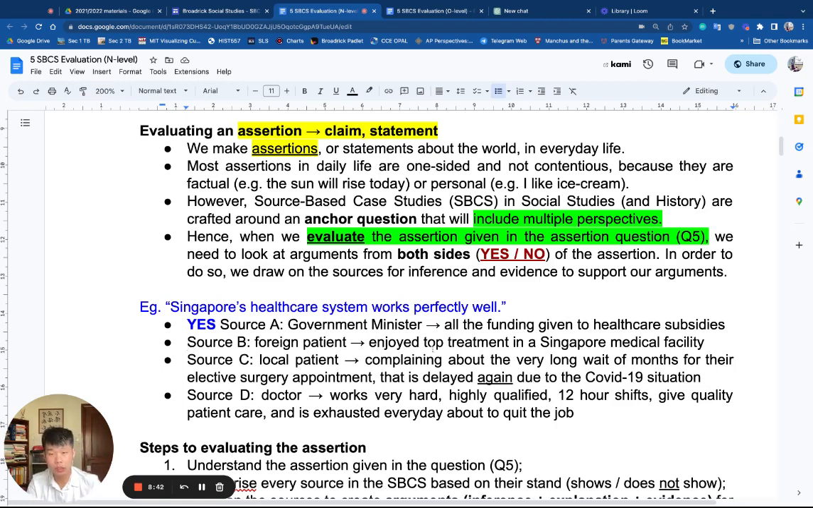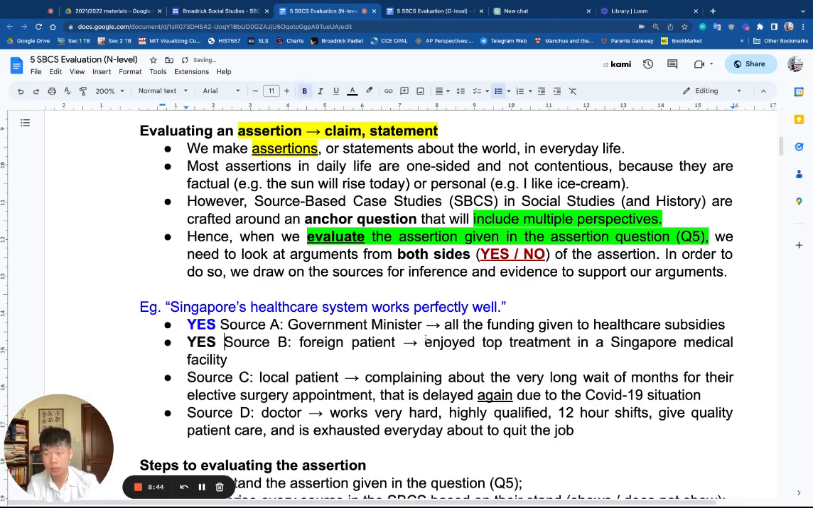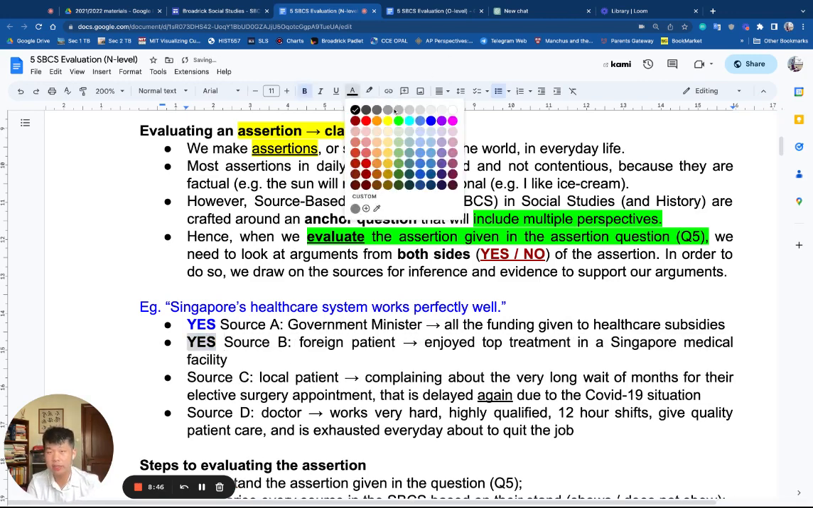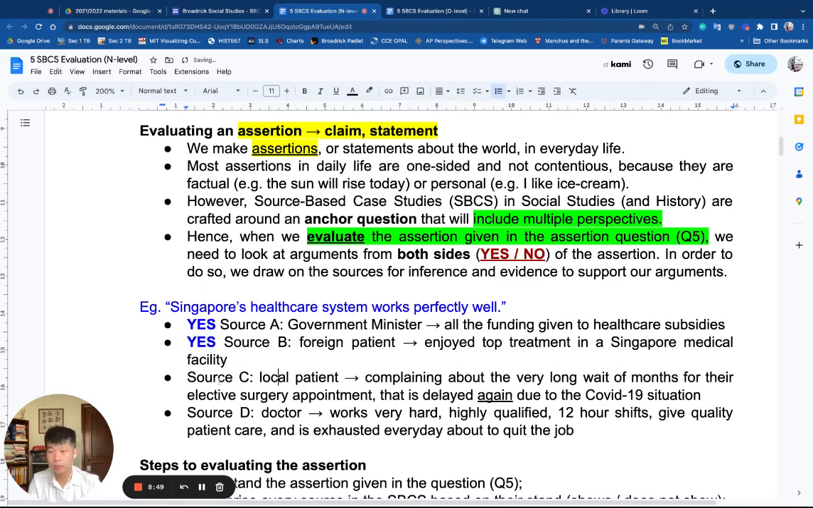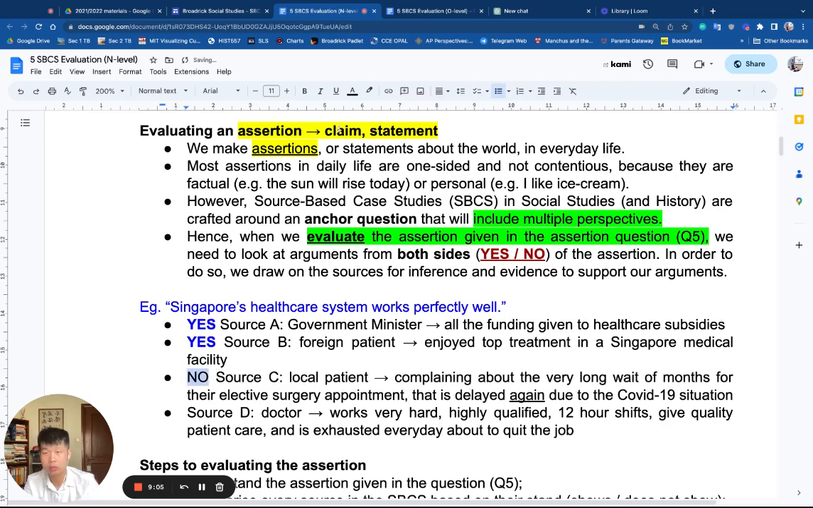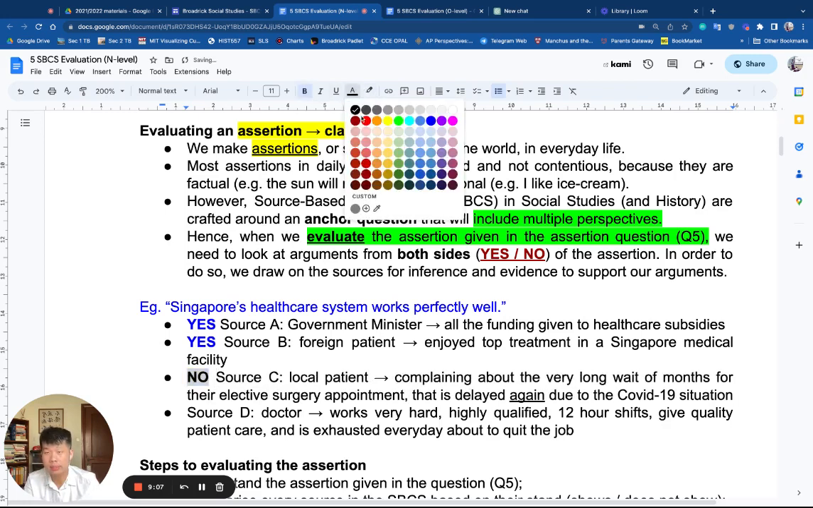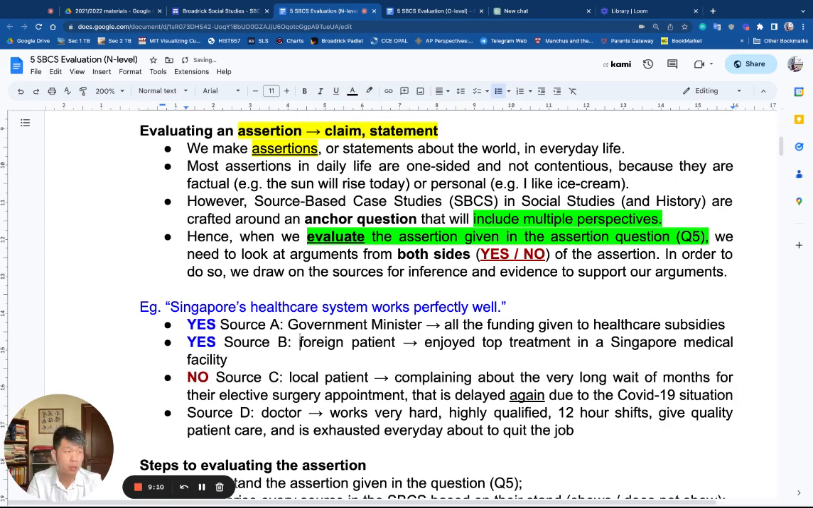And source B, the foreign patient who has enjoyed the top treatment. Yes, I come to Singapore, I get a great healthcare, I get a great medical treatment, I got my surgery done, I flew in and I had the top class ward in the top class hospital. My view of healthcare is great. Whereas the local patient who had to go through the national healthcare route and wait for the appointment for months and months and got delayed, would say, no wait, I've waited so long, this system isn't working, it's a shambles, or people keep delaying my appointment, I'm just angry, what is the inefficiency, what is going on?